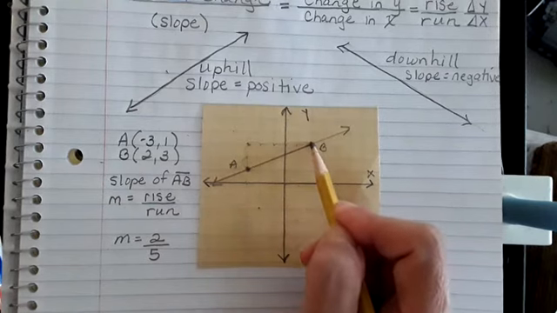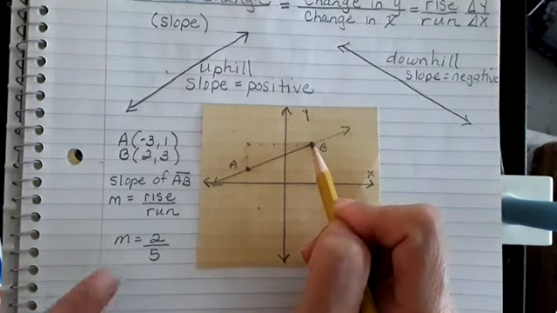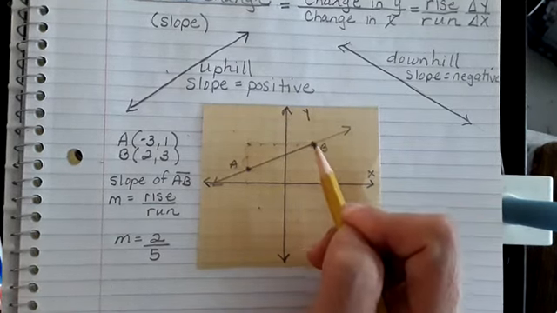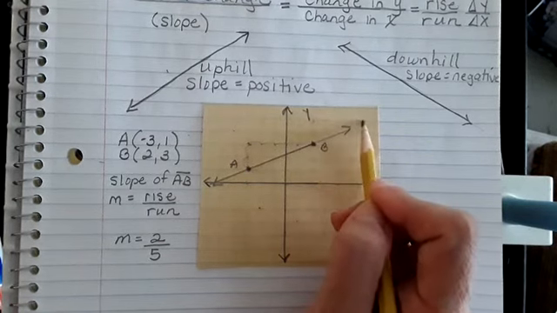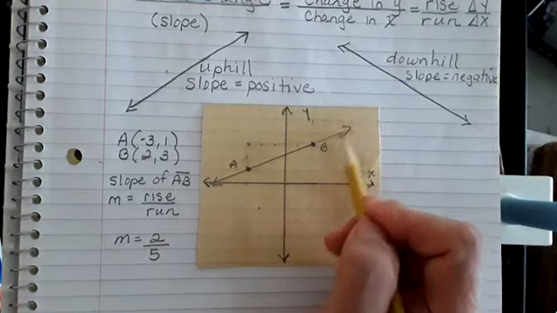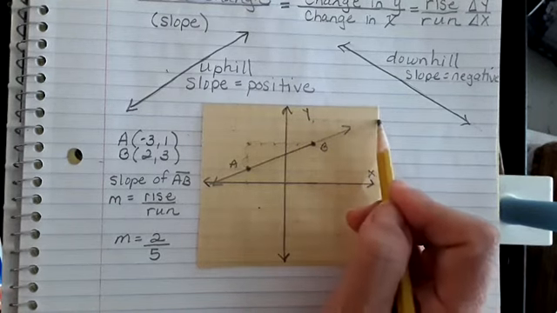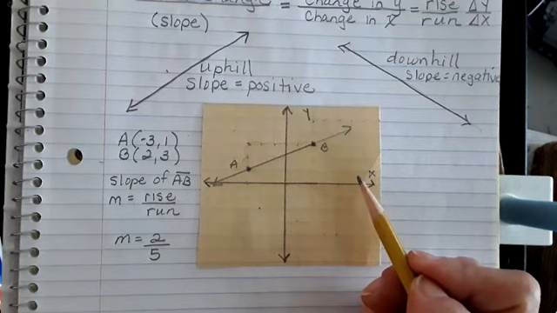So if I wanted to find another point on this line, I'm going to follow the rise over run again. I can from here go up 2 boxes and right 5. 1, 2, 3, 4, 5. And the line is heading right to that point there. That would be another point on your line.